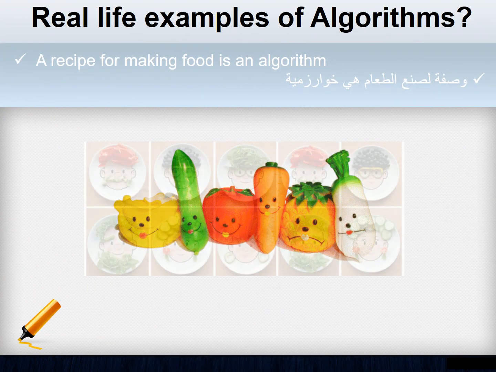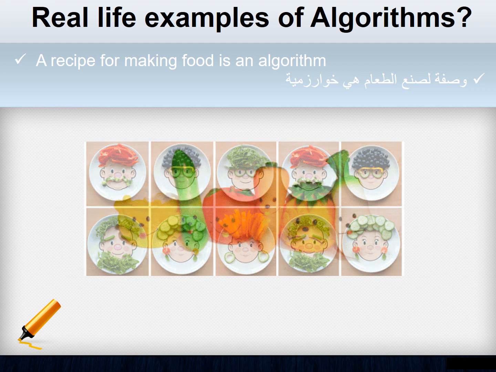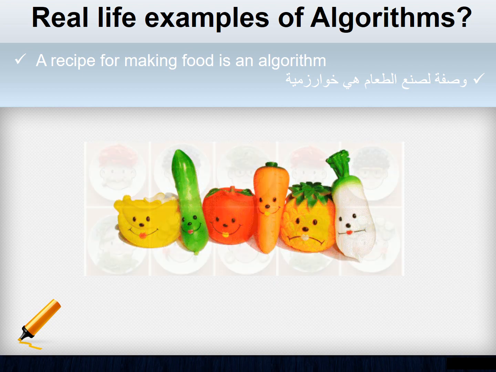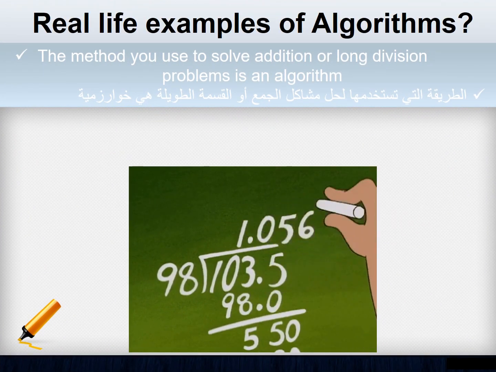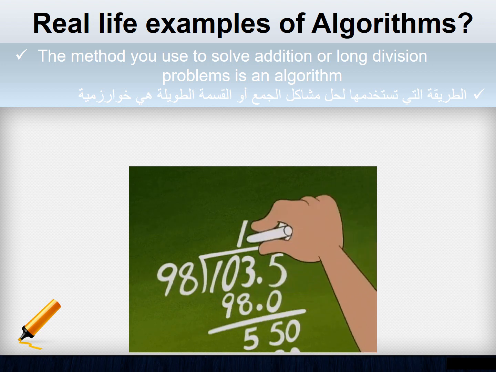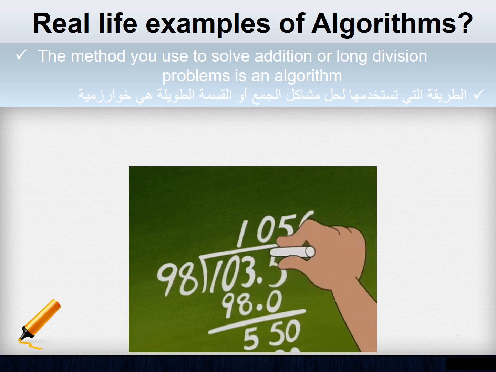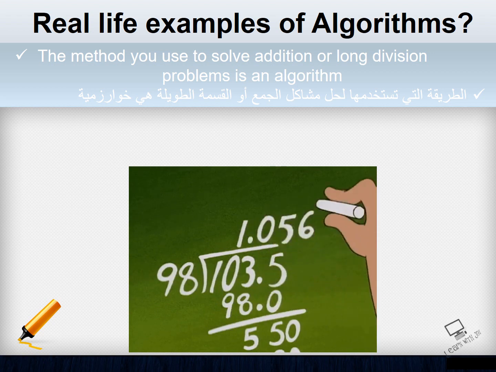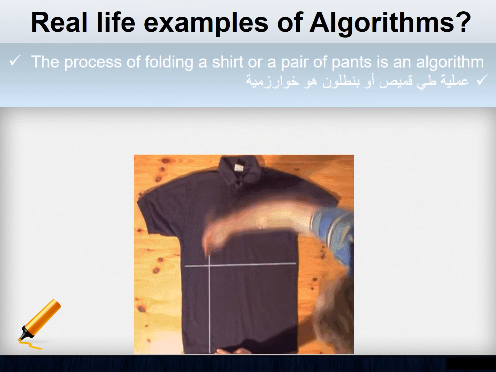A recipe for making food is an algorithm. The method you use to solve addition or long division problems is an algorithm. The process of folding a shirt or a pair of pants is an algorithm.